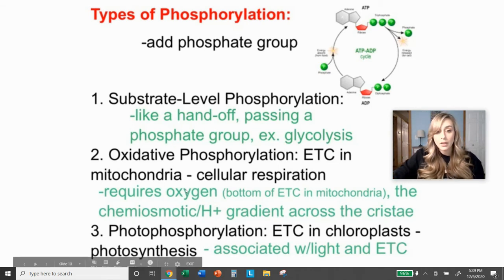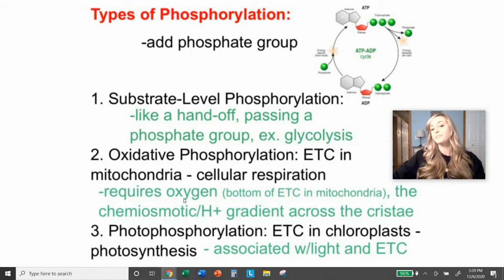Okay, we are using oxygen, anything that has a mitochondria: us, plants, fungus, and so on. We're using that oxygen to generate the ATP in the electron transport chains through oxidative phosphorylation.